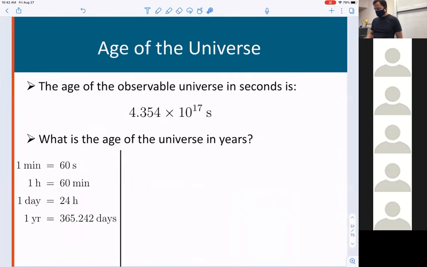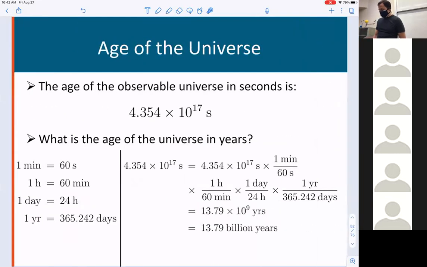I'll just leave this for you to read on your own. You might ask, what is the age of the universe in years? So you can convert from seconds to minutes, minutes to hours, hours to days, days to years. And if you do that, you get about 13.8 billion years. Any questions on that?